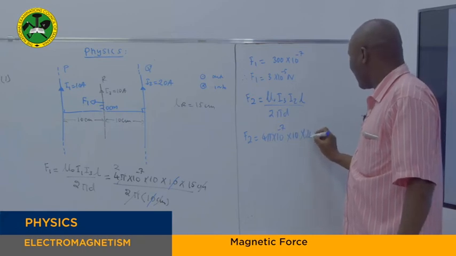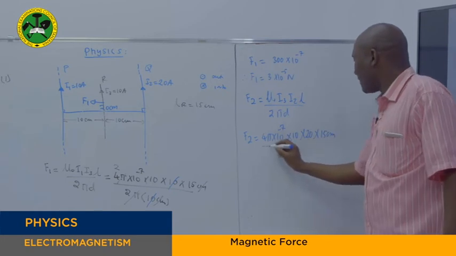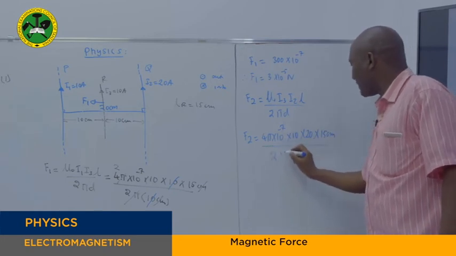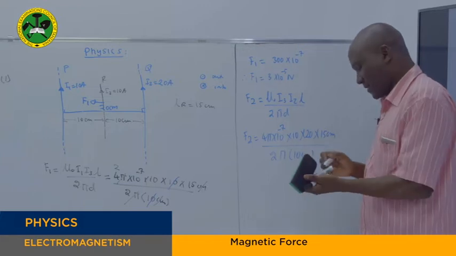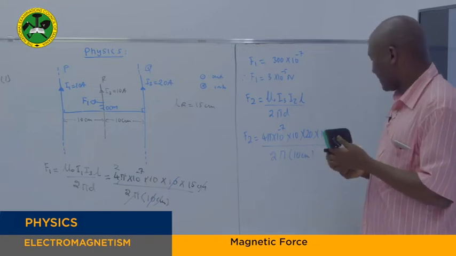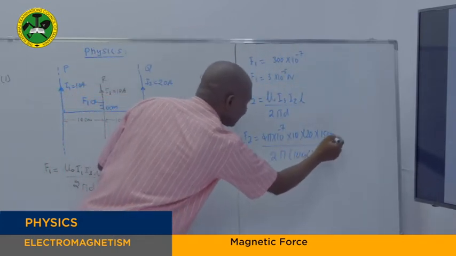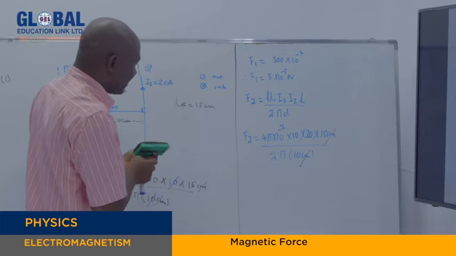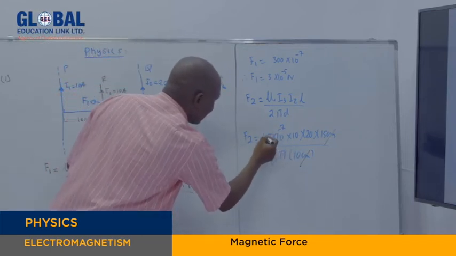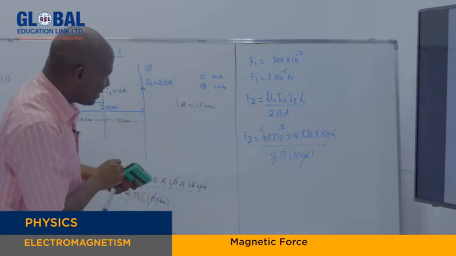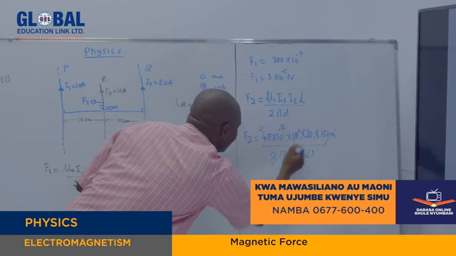I2 is 20. The length again is 15 over 2 pi times the distance between them, which is 10. And you can see there's some cancellation of the units here. The 2 pi cancels out, and we remain with F2. And this 10 we cancel out here.